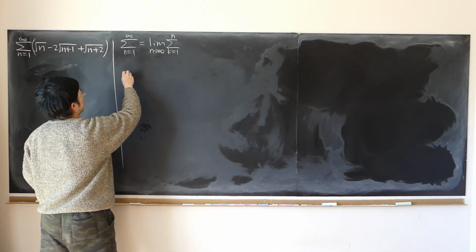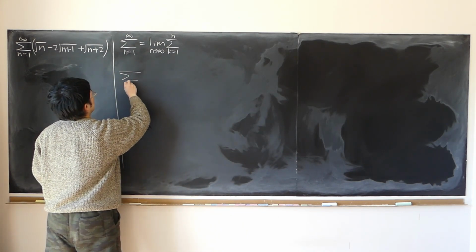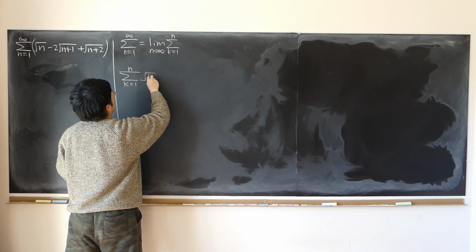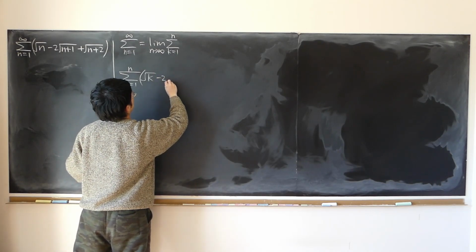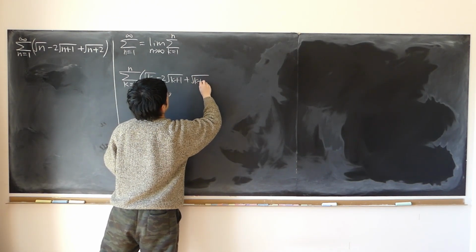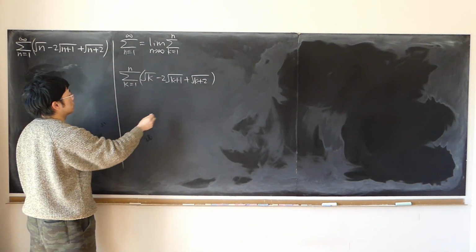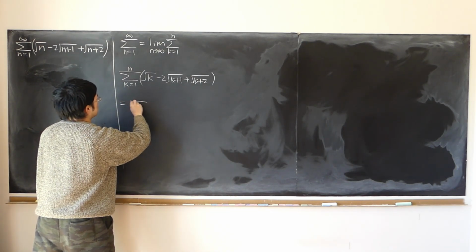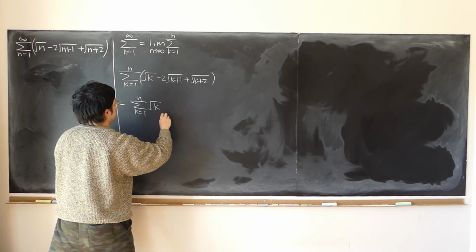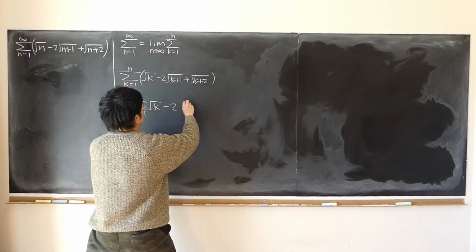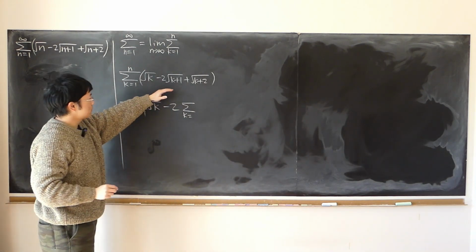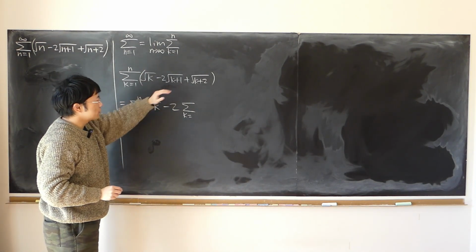It's the same effect, right? So first of all, my finite sum k from 1 all the way up to n of square root of k minus twice the square root of k plus 1 plus square root of k plus 2 is equal to the sum from 1 all the way up to n of square root of k minus twice the sum k from 1 to n. Notice this time I'm going to rewrite square root of k plus 1 into square root of k.